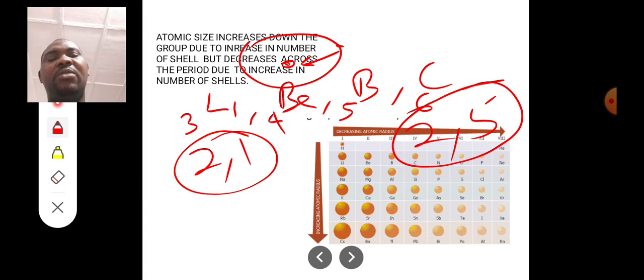But anytime you are comparing elements in the same group, it is very obvious because of the number of shells. Hydrogen has only one shell. After hydrogen, you have lithium with 2 shells, sodium with 3 shells, potassium with 4 shells, and so on and so forth. Okay?